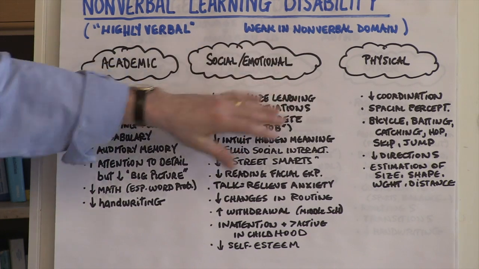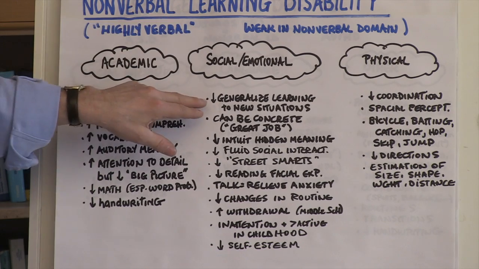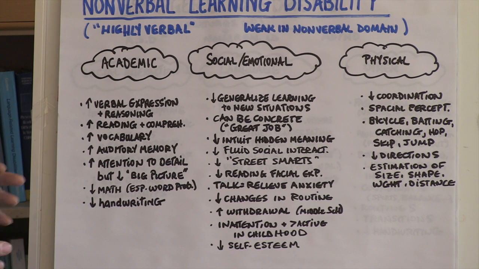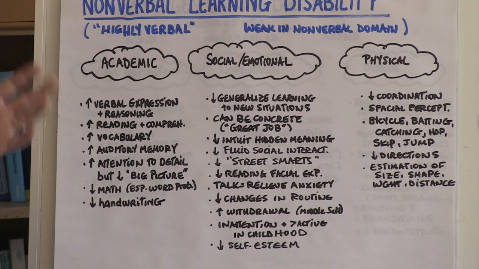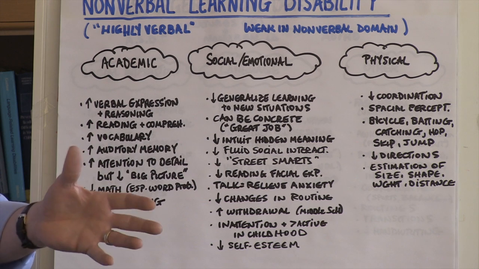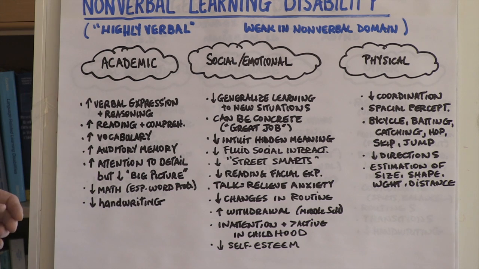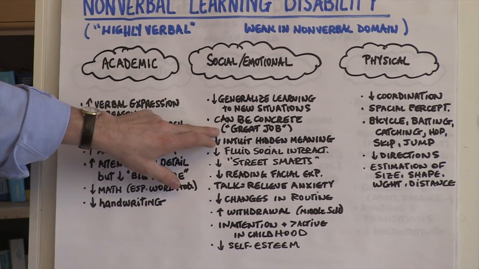In the social and emotional domain, what we see is these individuals often have difficulty generalizing what they've learned to new situations, taking something that they've mastered in one class and then applying it to another, or taking a rule or a strategy that they've learned and implementing it in a novel or a new situation. They can, in the social and emotional domain, be very concrete.